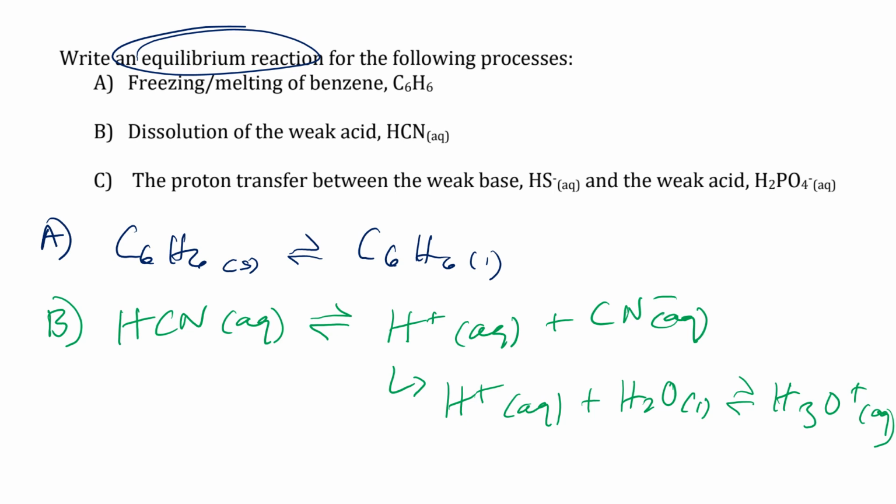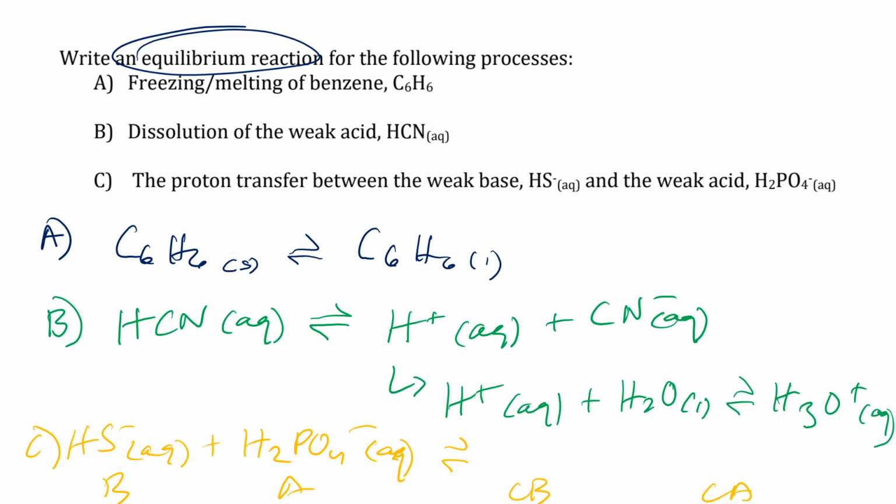Last one, letter C, the proton transfer between the weak base and the weak acid. So we have HS minus and then H2PO4 minus. When we're talking about weak acids and weak bases, you have to remember that acids donate protons. So we have HS minus plus H2PO4 minus aqueous. In my equilibrium reaction, my H2PO4 minus will donate a hydrogen to the base. So if this is my base and acid, I have to have the conjugate base and conjugate acid too. My conjugate base will be my weak acid that lost a hydrogen, so it'll be HPO4 2 minus, because it lost a hydrogen, plus H2S, aqueous. All right, so that is topic 7.1.